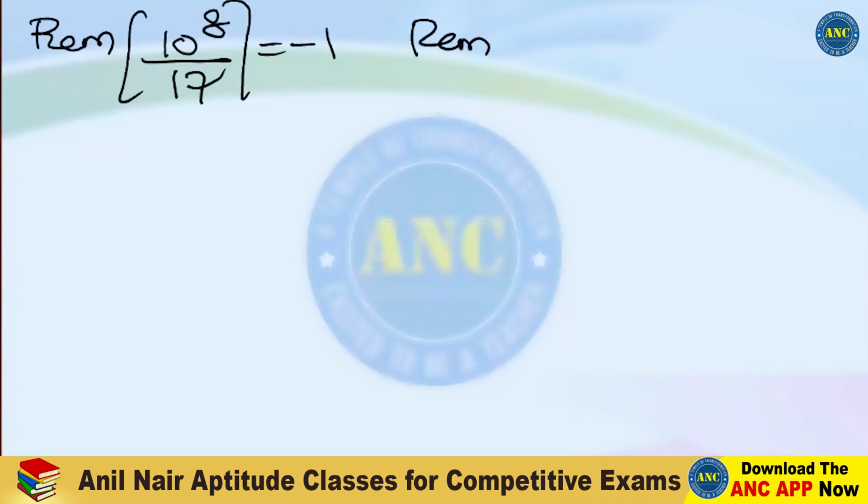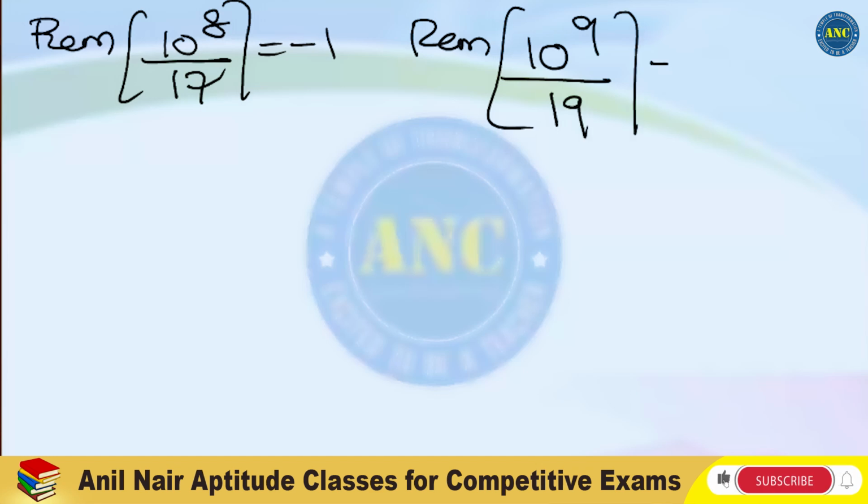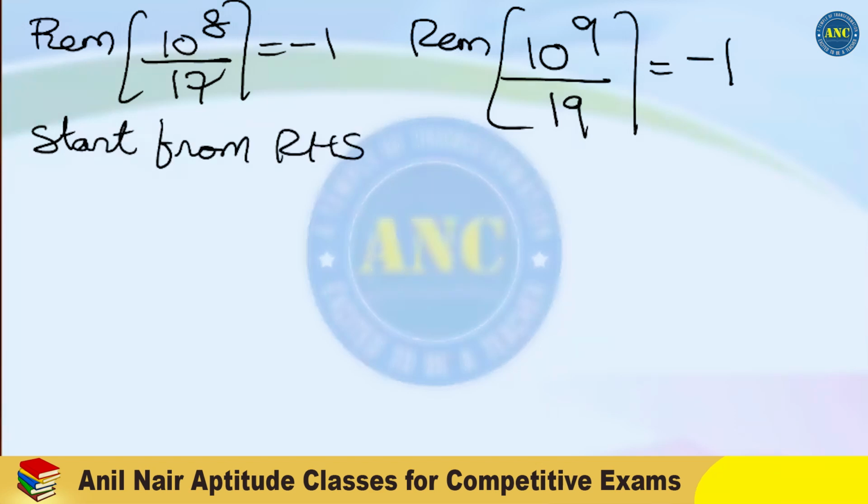Now see here. 10 power 8 divided by 17 is minus 1. 10 power 9 divided by 19 is also minus 1. I don't need to tell it. Start from right hand side.